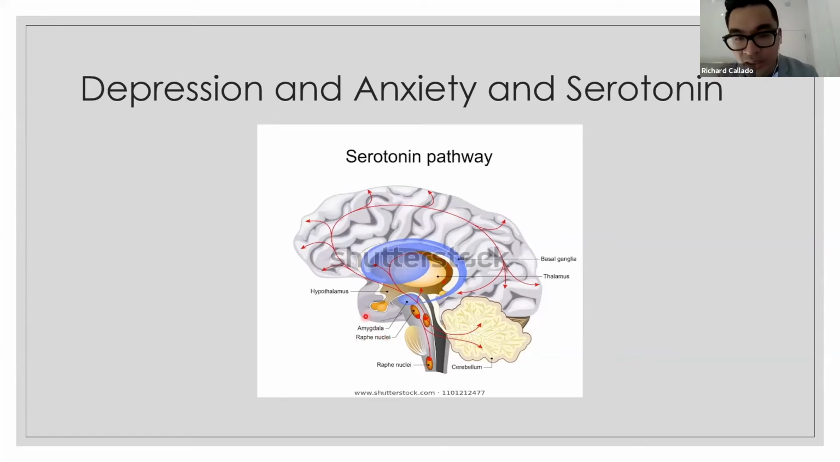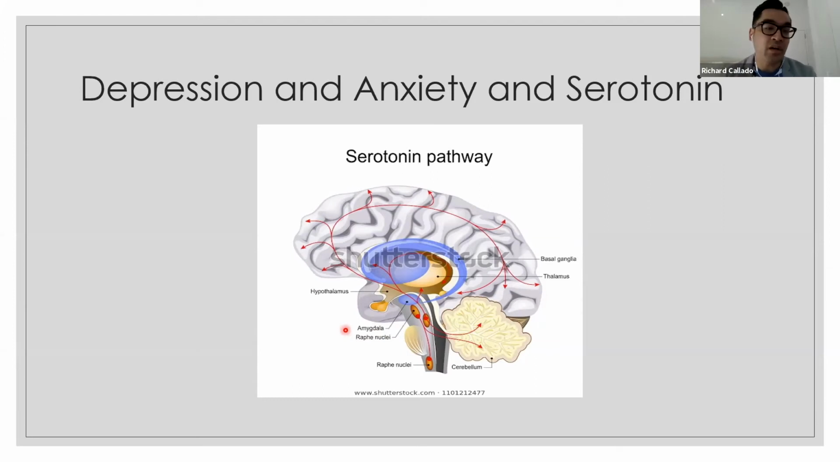Anyone know what the amygdala is? Anyone want to take a guess what that's for? It has to do with fear. Yes, fear is there, yep. So emotion, right? Someone who has a very hyperactive amygdala might have PTSD, they might have general anxiety disorder.